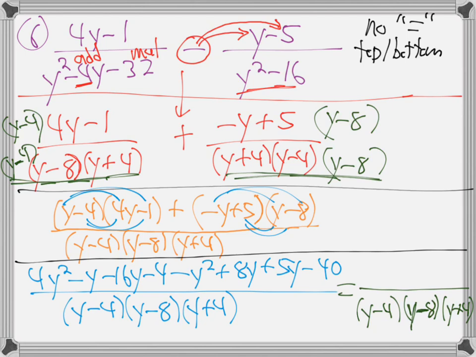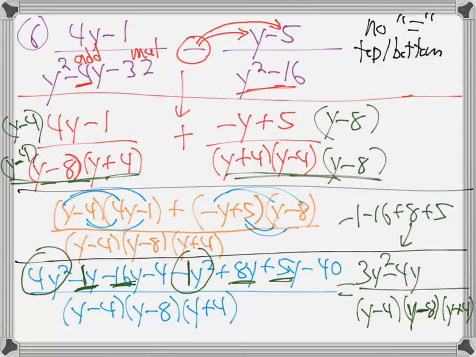All right, so let's gather like terms up there. So what do we got? 4y squared minus 1y squared, 3y squared. Now look at all those y's. We gotta be wise. Sorry, that's just a dumb pun. So minus 1y, minus 16 is minus 17y. Plus 8 and 5 is plus 13. Minus 17 plus 13. Lastly, minus 4 and minus 40. Minus 4. We're done. That's terrible. That's not going to factor. No way. That's a terrible one. What's that?